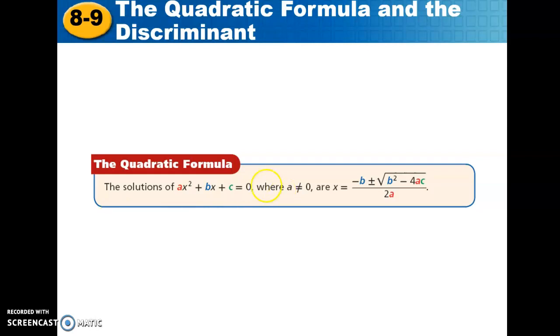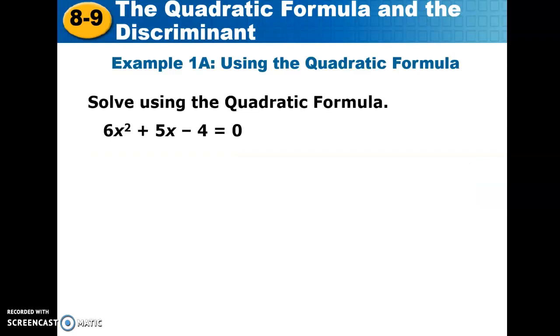The biggest thing is keeping track of your negatives and all your signs. So neatness is going to matter, and having attention to detail is going to matter when you're doing this. Okay, we're going to solve using the quadratic formula. We have a quadratic equation and it's set equal to 0, so we don't have to do any manipulating. We can identify a, b, and c.